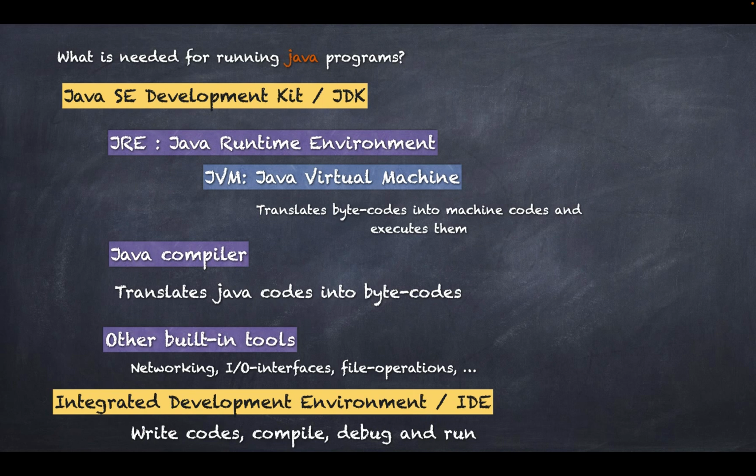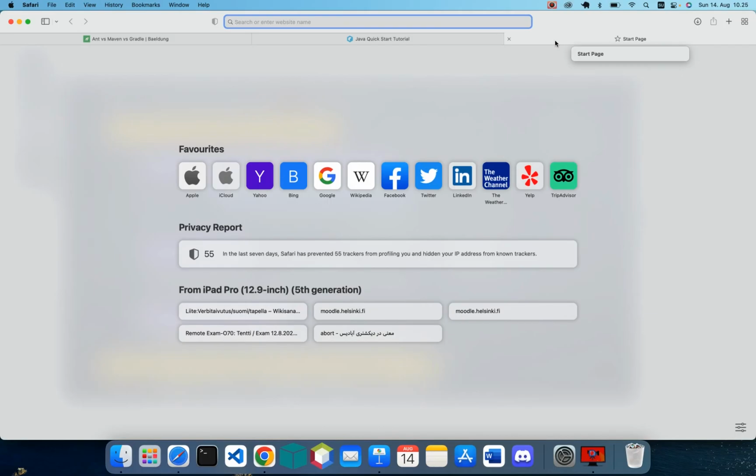So here we go. The first thing is to install JDK onto our machine, and then we are going to set up our IDE, an integrated development environment. We use NetBeans as the main IDE in this course. So here we go. Let's install the JDK package.